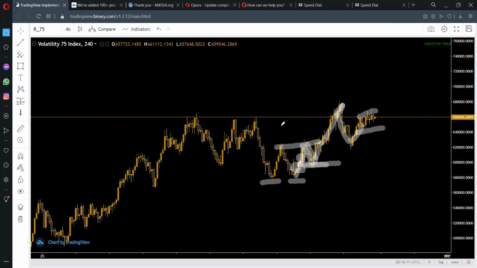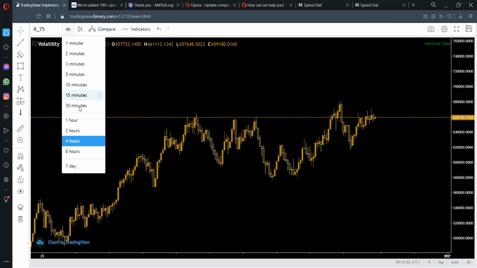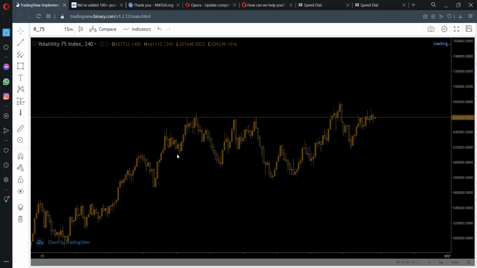So when you see something like this and you want to trade, you need to go to the lower time frame, like the 15-minute, 30-minute or 1-hour time frame. That's what you are going to be looking at. Let's see what the 15-minute time frame is doing there.